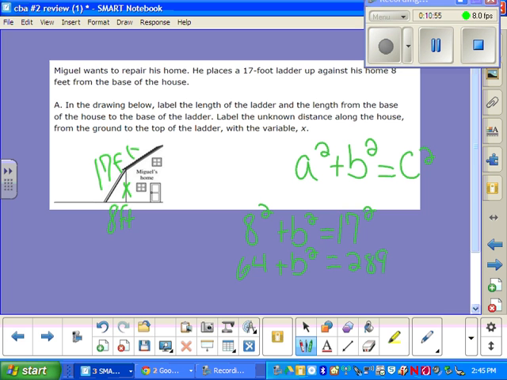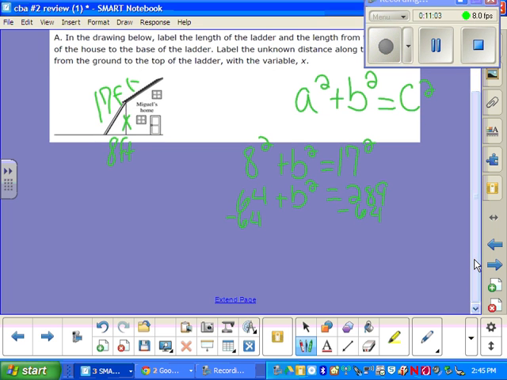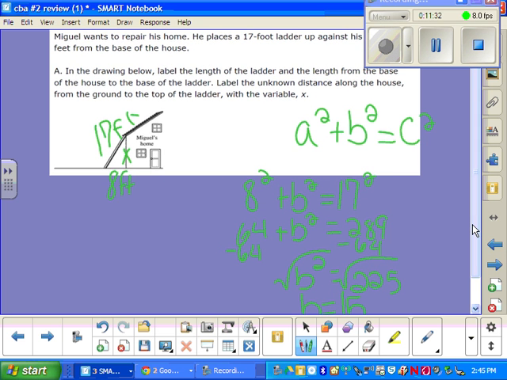So we're going to subtract 64 from both sides. And that's going to get us 225, which is b squared. But we're not done yet. We need to take the square root of 225 and the square root of b squared to get b by itself, which is going to equal 15 feet. If we look back at our problem, it says label the distance along the house from the ground to the top of the ladder. So that's what we found, which is 15 feet.